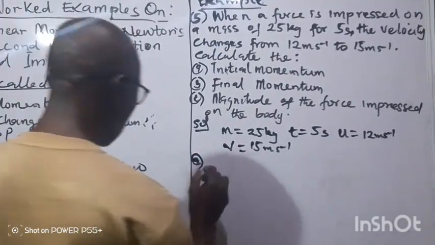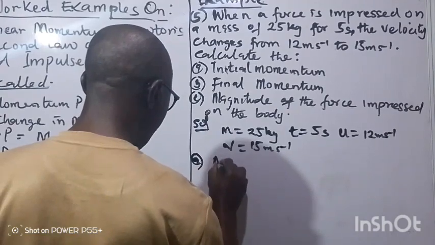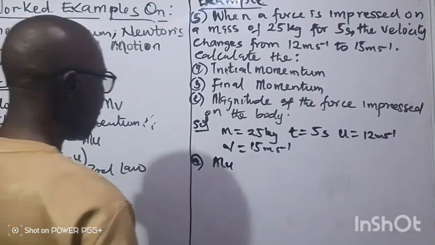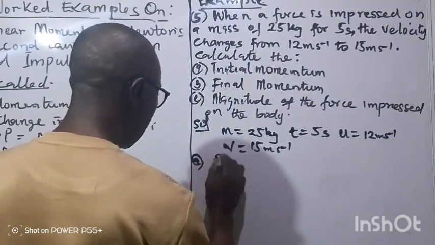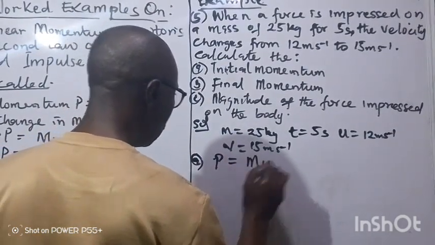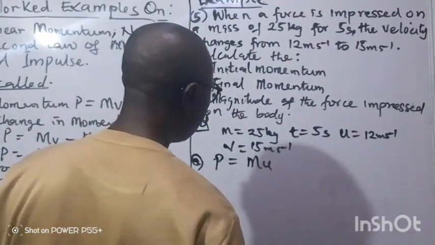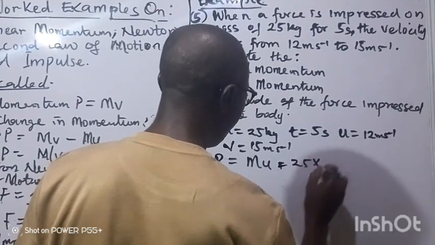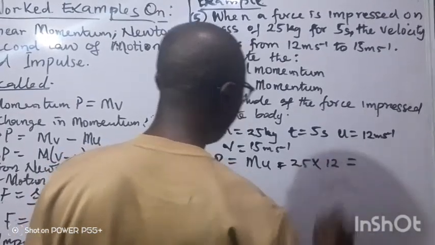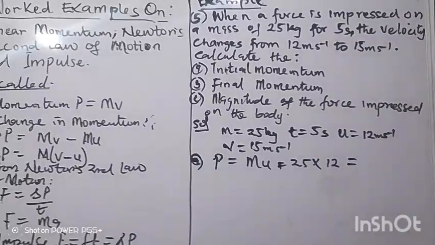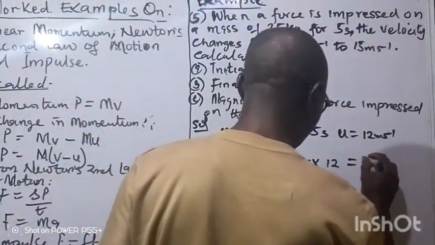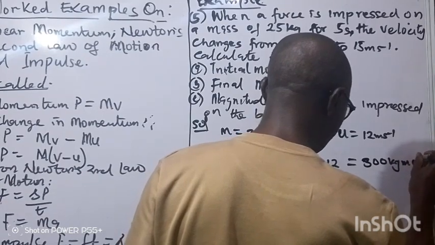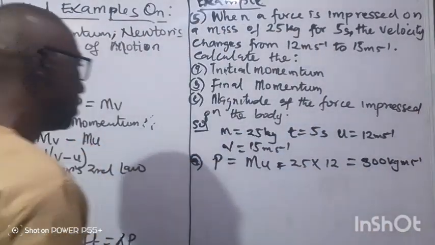Now the first question says we should calculate the initial momentum. So initial momentum, that is mu. So P will be equal to mu, and our m is 25. That's 25 multiplied by 12. So the answer will be 300 kilogram meter per second. That is the initial momentum.